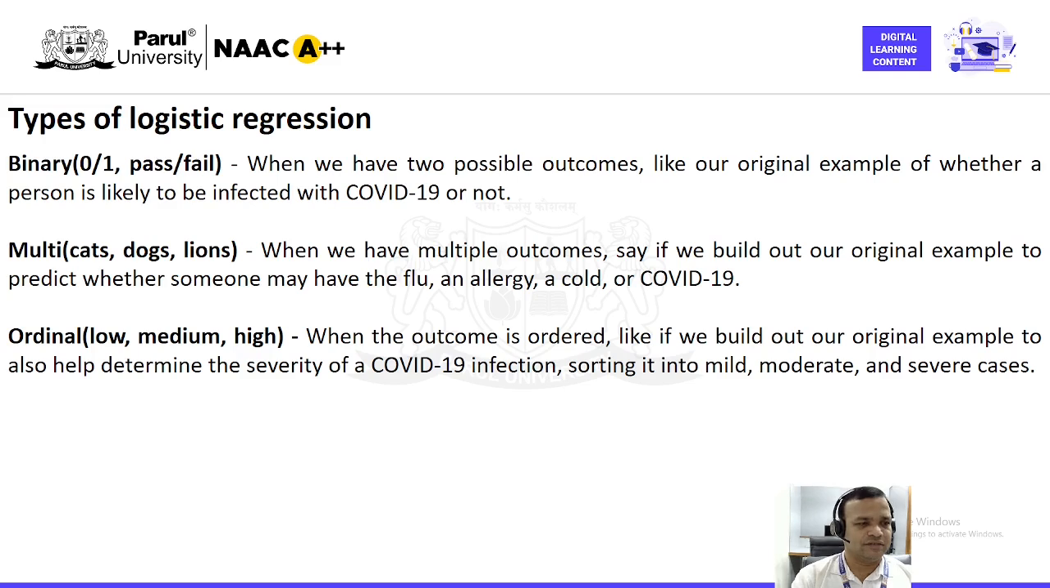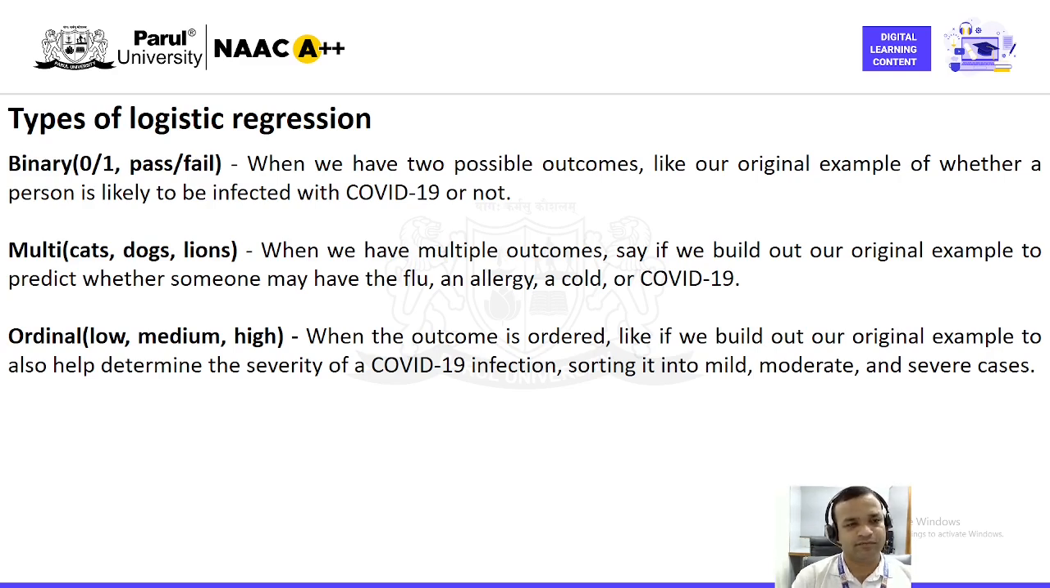Types of logistic regression. First one is binary, second one is multi, third one is ordinal. Binary has values like 0, 1, pass, fail. Multi means cat, dog, lion, because they have similar features like four legs, one tail, and similar structure of the mouth. Mustache also. That's why there are some similar characteristics in cat, dog, and lion, so you can consider it multi logistic regression. Ordinal: low, medium, high.